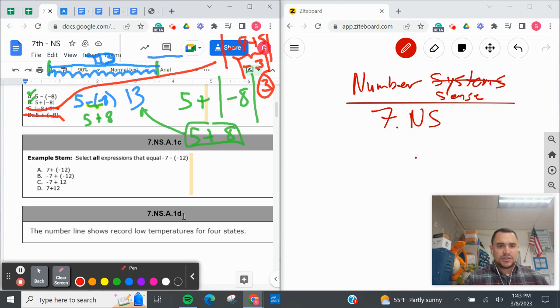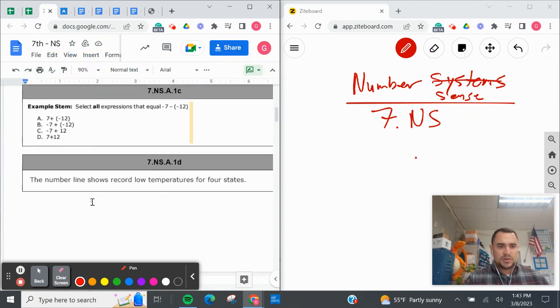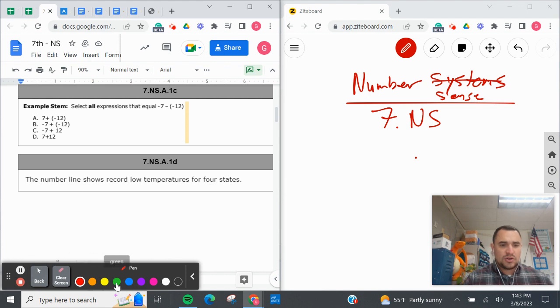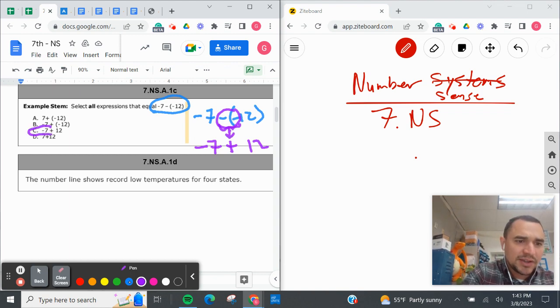All right, moving on to our other problem. Select all expressions that equal this. So what does that equal? Well, -7 minus -12 equals -7 plus 12 because we have two negatives. That makes a positive. So -7 plus 12. Well, we see here, -7 plus 12, that's good.